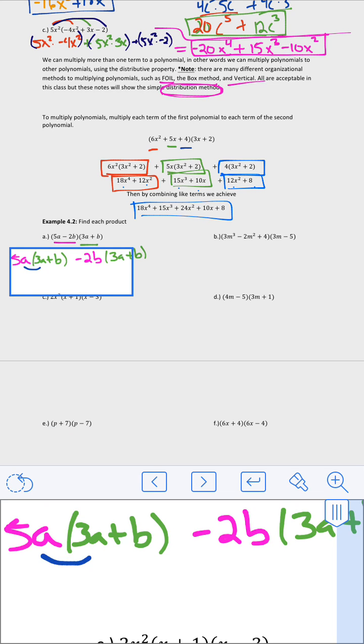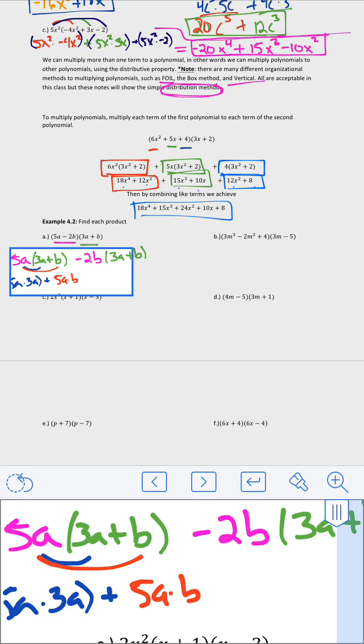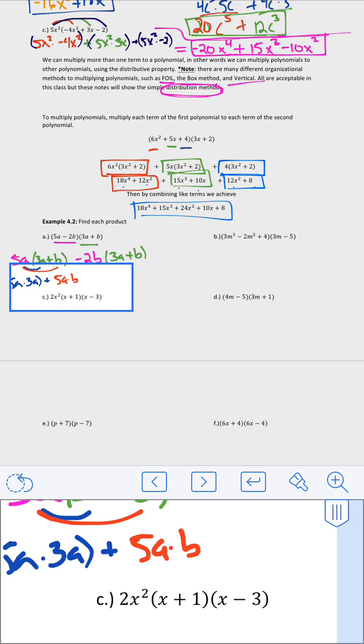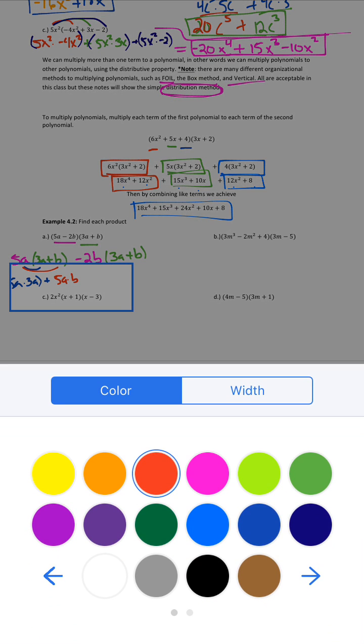That would give me, let's move my little box over, 5a times 3a plus, then we'll do the second one. I'm not even looking at the second half of the page right now. I don't even care. I'm treating this as one monomial times a binomial, right? And then I've got 5a times b. Cool. Finish that guy up. 5a times 3a. 5 times a is 15.